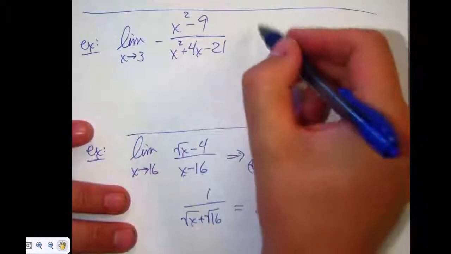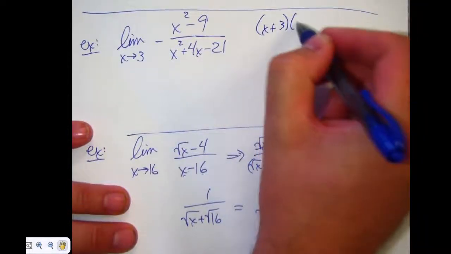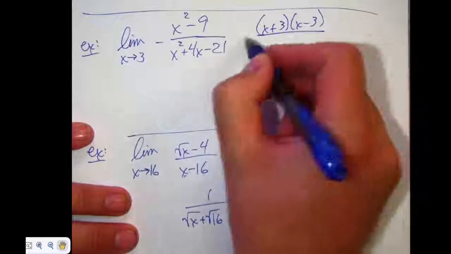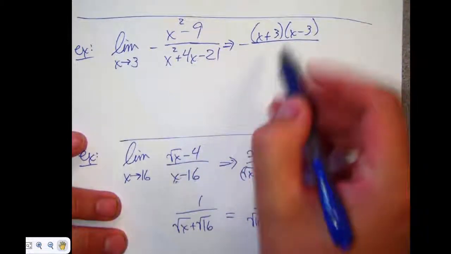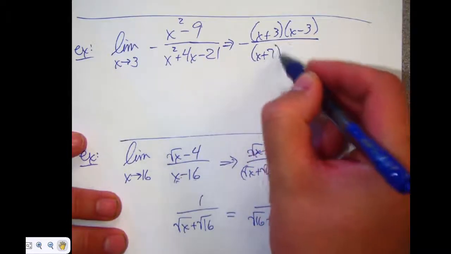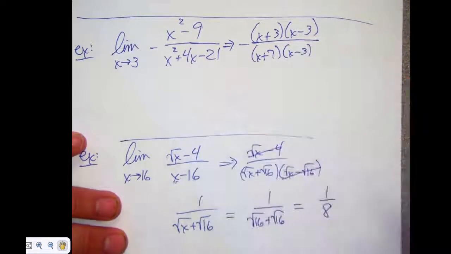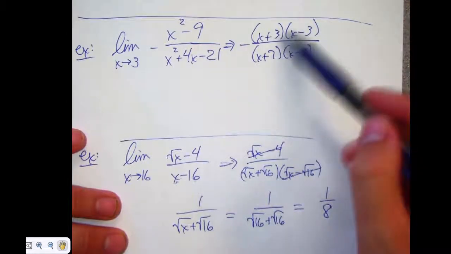So x squared minus 9 becomes x plus 3 times x minus 3. And again, I'm doing this like it was multiple choice. I'm not worrying about rewriting. The bottom becomes x plus 7 times x minus 3. I should stop before I do this though. Why am I even bothering to factor?